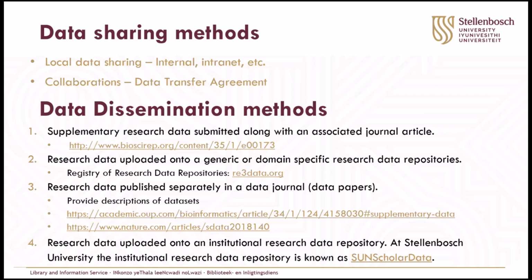In terms of data dissemination methods, this is now when you want to make your data publicly available and disseminate it for the broader public, in order to have higher visibility and greater impact on your research. Sometimes it's required by the journal, for instance. A lot of journals these days want the data that accompanies a publication to also be published.